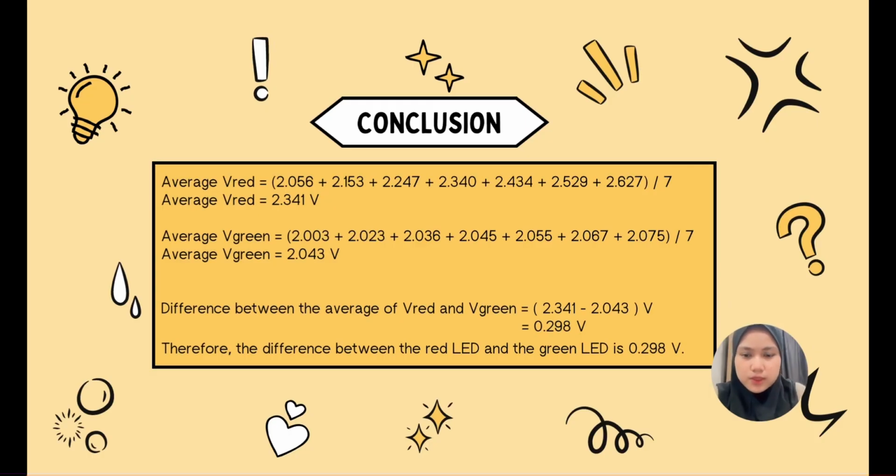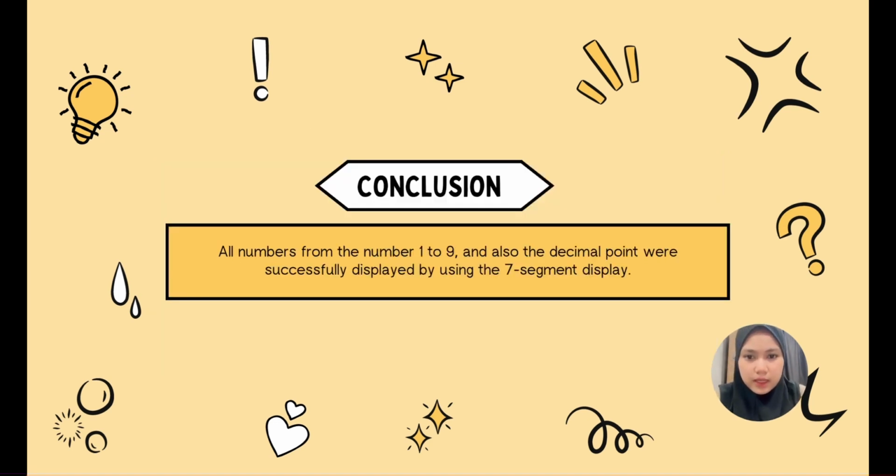And for the conclusion, the average voltage for the red LED is 2.341 volt, and the average voltage for the green LED is 2.043 volt. Hence, the difference between the red LED and green LED is 0.298 volt. And lastly, all the numbers from 1 to 9 and also the decimal point were successfully displayed by using the 7-segment display.